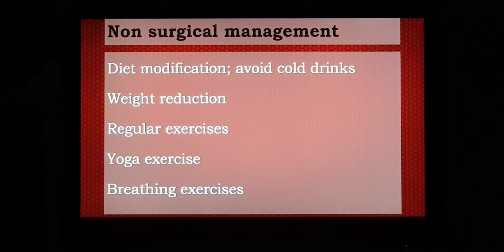Along with that, you need to do regular exercises, walking exercises, in such a way that you sweat a lot. So start sweating when you walk, for a minimum of 20 to 30 minutes, and that is the minimum. You can also do yoga exercises and breathing exercises along with normal exercise.